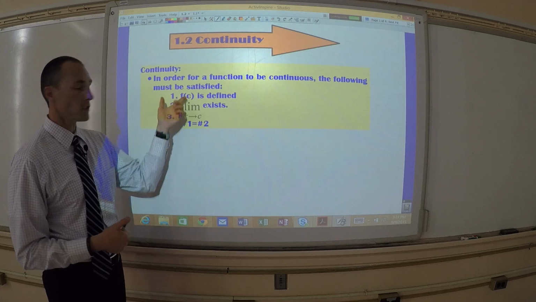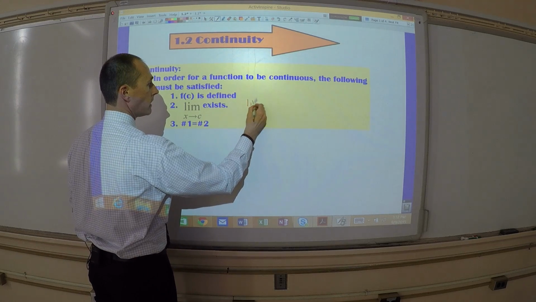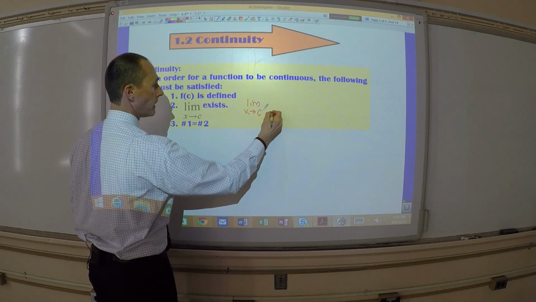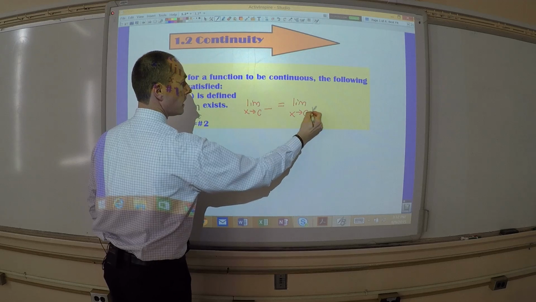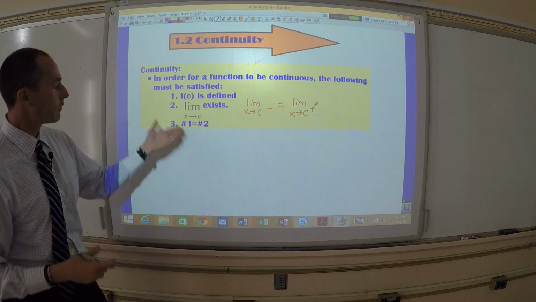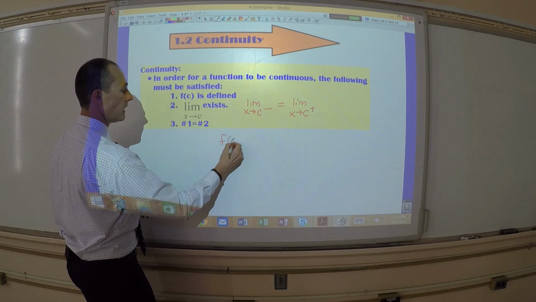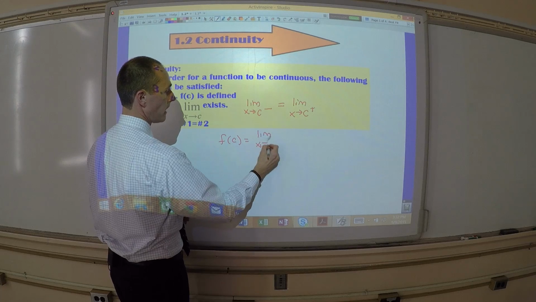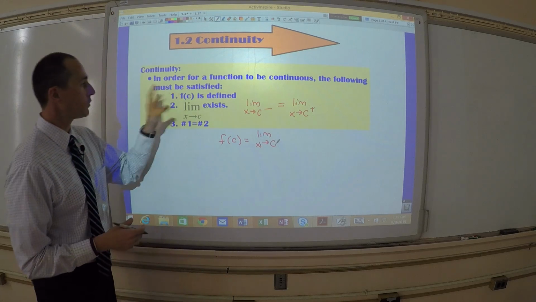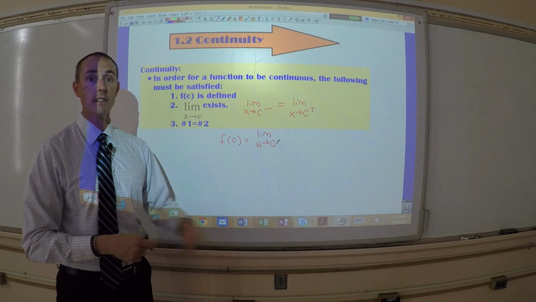The limit as x approaches that same number must exist, which means really the limit as x approaches c from the left must equal the limit as x approaches c from the right. And then finally, number 1 equals number 2. In other words, f of c has to be the same as the limit as x approaches c. So those three conditions all have to be met in order for a function to be deemed continuous.